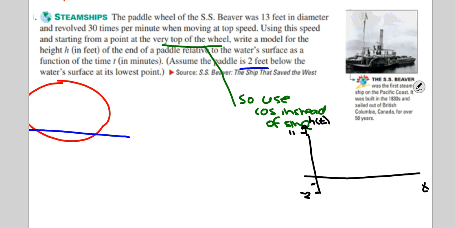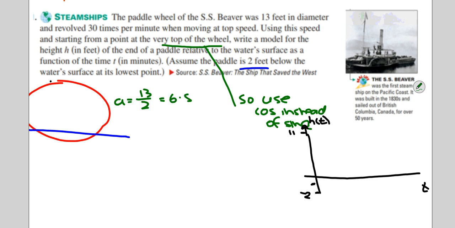So now what we're going to do is come up with a model. This is height. We've got to decide what the amplitude is. 13 divided by 2, good guess, because the whole height from top to bottom is from -2 to 11, so halfway. It's actually 13, so the amplitude will be 6.5.